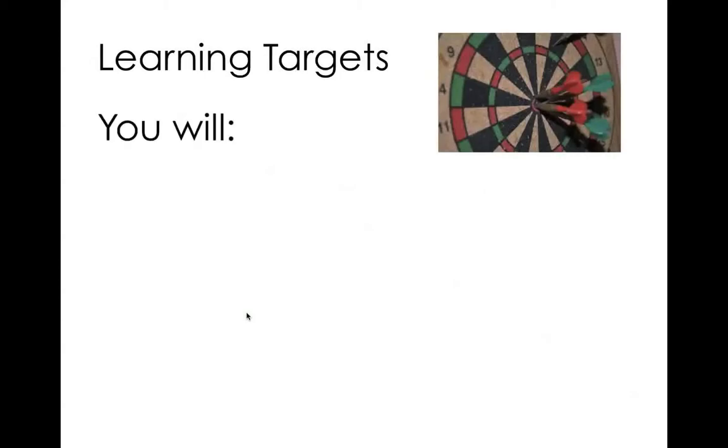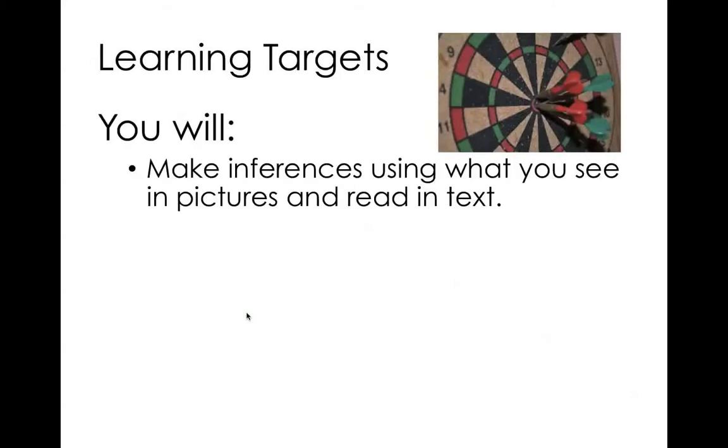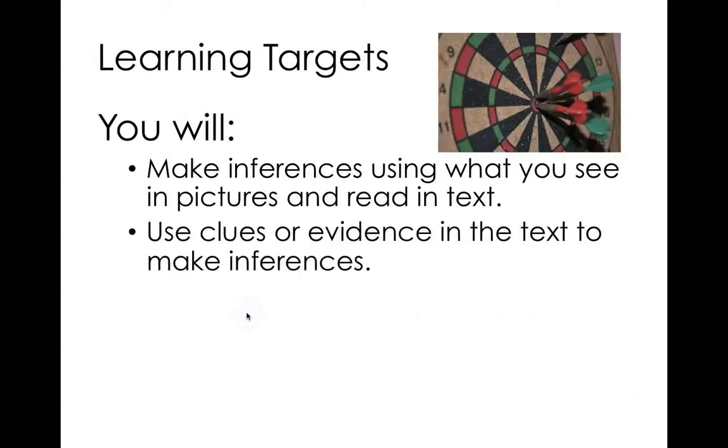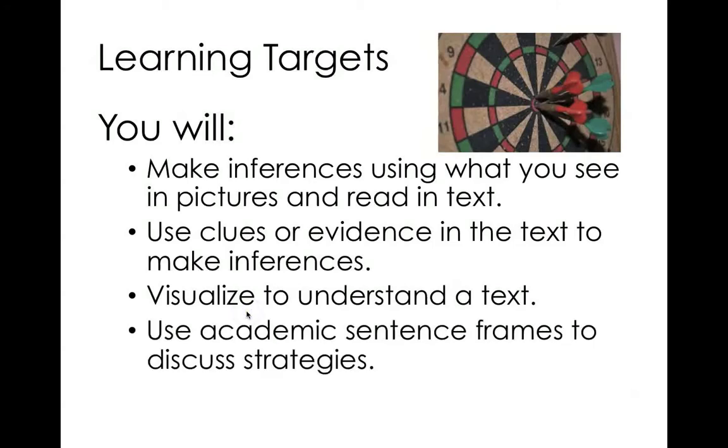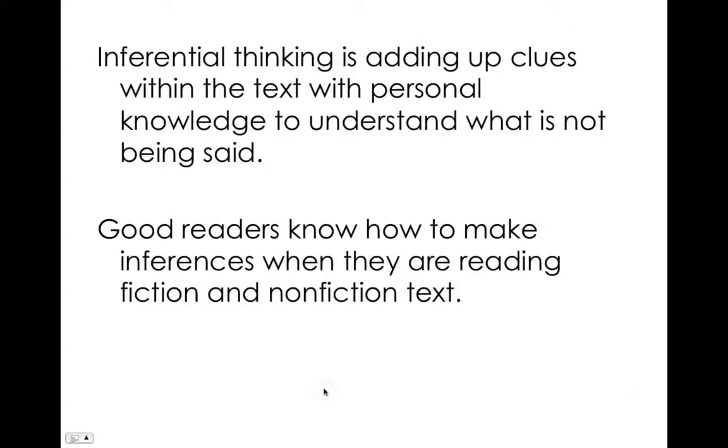Today's learning targets: you will make inferences using what you see in pictures and read in text. You will use clues or evidence in the text to make inferences. You will visualize to understand a text, and you will use academic sentence frames to discuss strategies. And the strategies we're going to be working with today are making inferences and visualizing. So two things that we touched on yesterday, and we're going to continue today.